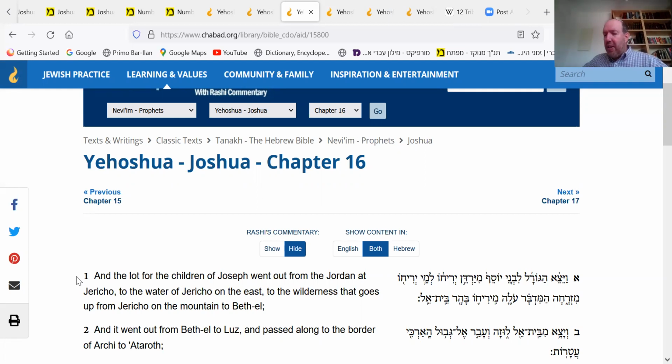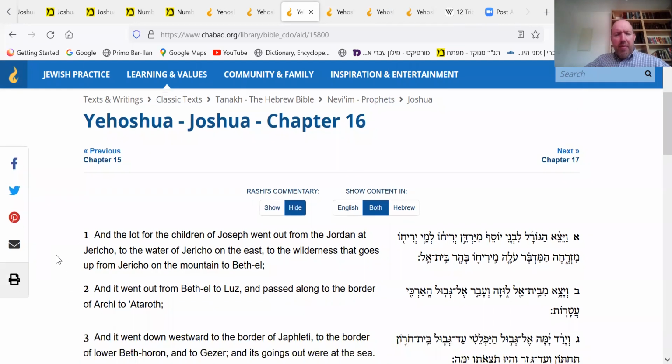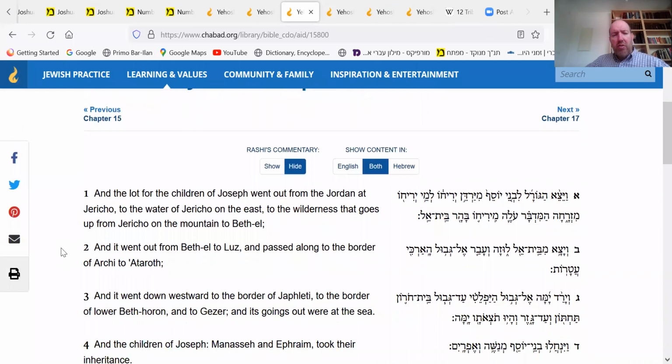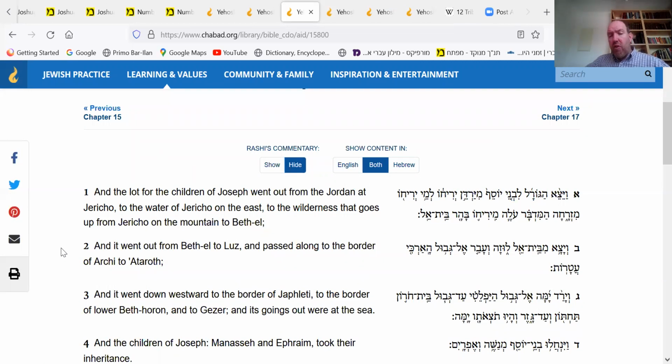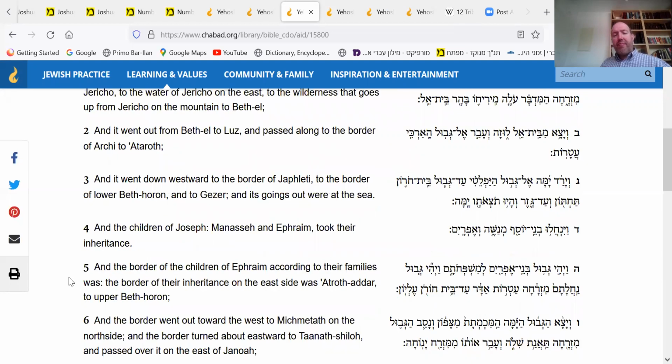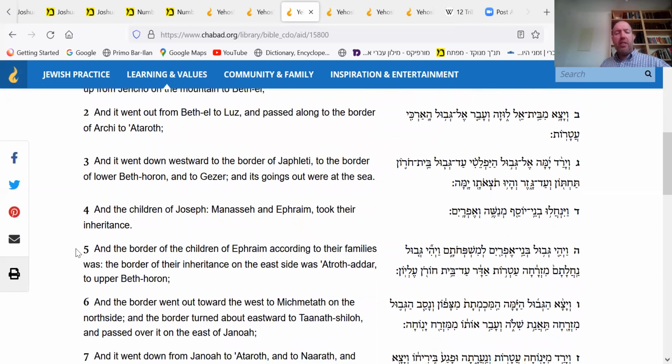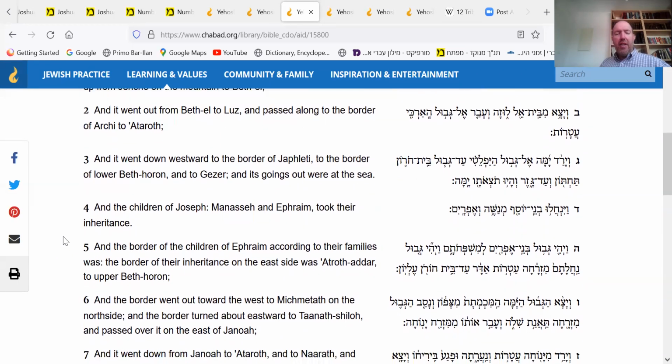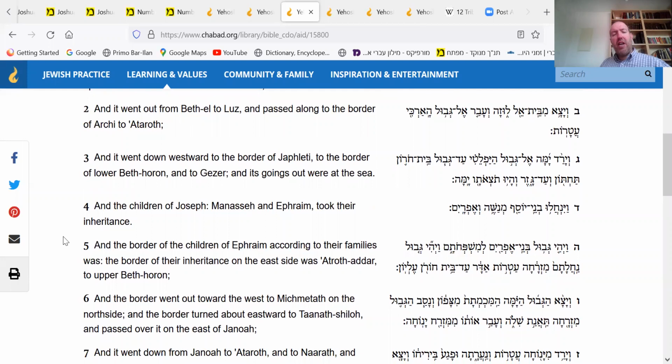So the opening verses, we have the general contours of the area, and we're talking about a little further north of Jerusalem. "The lot for the children of Joseph went out from the Jordan at Jericho to the water of Jericho to the east, to the wilderness that goes up from Jericho to the mountains to Bethel," which is north of Jerusalem, "Luz," and other cities mentioned that are important. "The border of lower Beit Horon and to Gezer," here we're more to the west. And then we have a summary: "the children of Joseph, Manasseh and Ephraim took their inheritance."